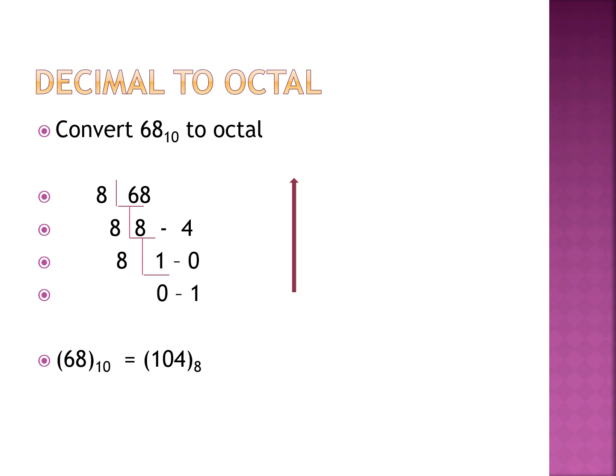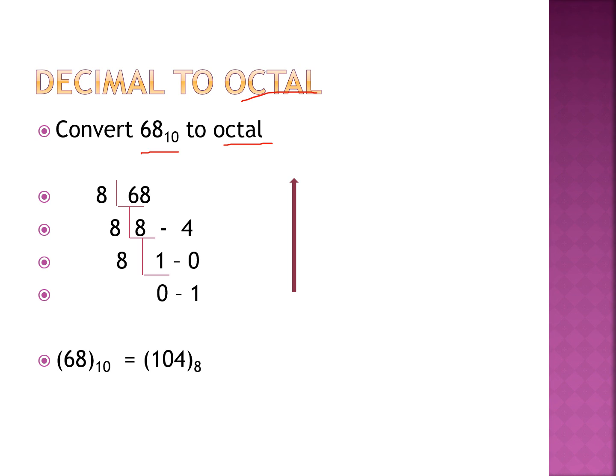In the same way, we can convert a decimal number to octal. So this 68 is given in decimal, and I want to convert this number into octal. In order to convert decimal to octal, we will divide the number by its base. So the base is 8, so we will divide 68 by 8. Once you divide 68 by 8, you will get 8 quotient, 4 remainder. Then again divide by 8, you will get 1 quotient, 0 remainder. Again divide by 8, so the quotient becomes 0, and this comes out to be 1 as a remainder.